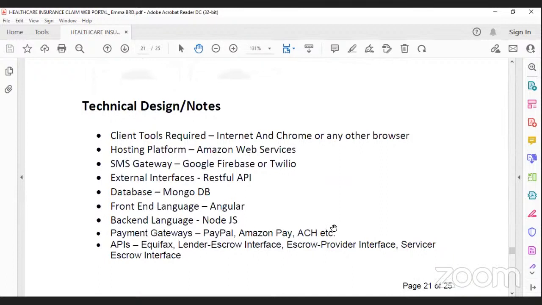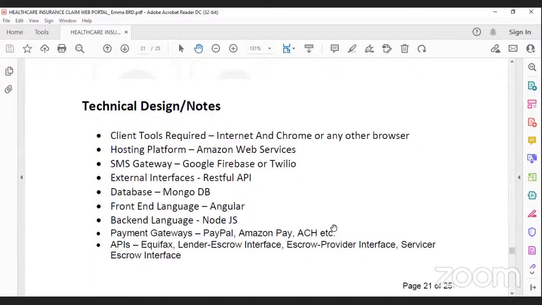Now, the client tools require, as a client, for you to be able to access our website, what do you need? The fundamental thing is internet. You need to be connected, first of all, to the internet, and then you should have more preferably a Chrome browser or any other browser is supported. A hosting platform to be hosted by Amazon Web Services, AWS, SMS Gateway. We are using Google Firebase or Twilio.